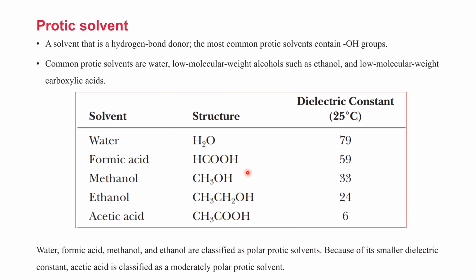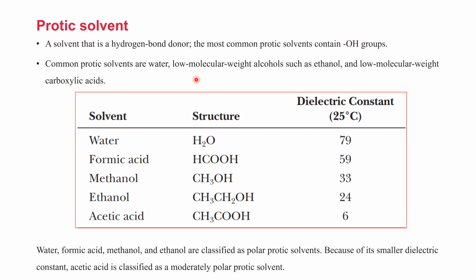Now we will see the protic solvents. What are protic solvents? A solvent that is a hydrogen bond donor. This is not the hydrogen donor. This is the hydrogen bond donor. The most common protic solvents contain a hydroxyl group, because then the hydrogen is available and hydrogen bonding can be easily formed. So this is the hydrogen bond donor.